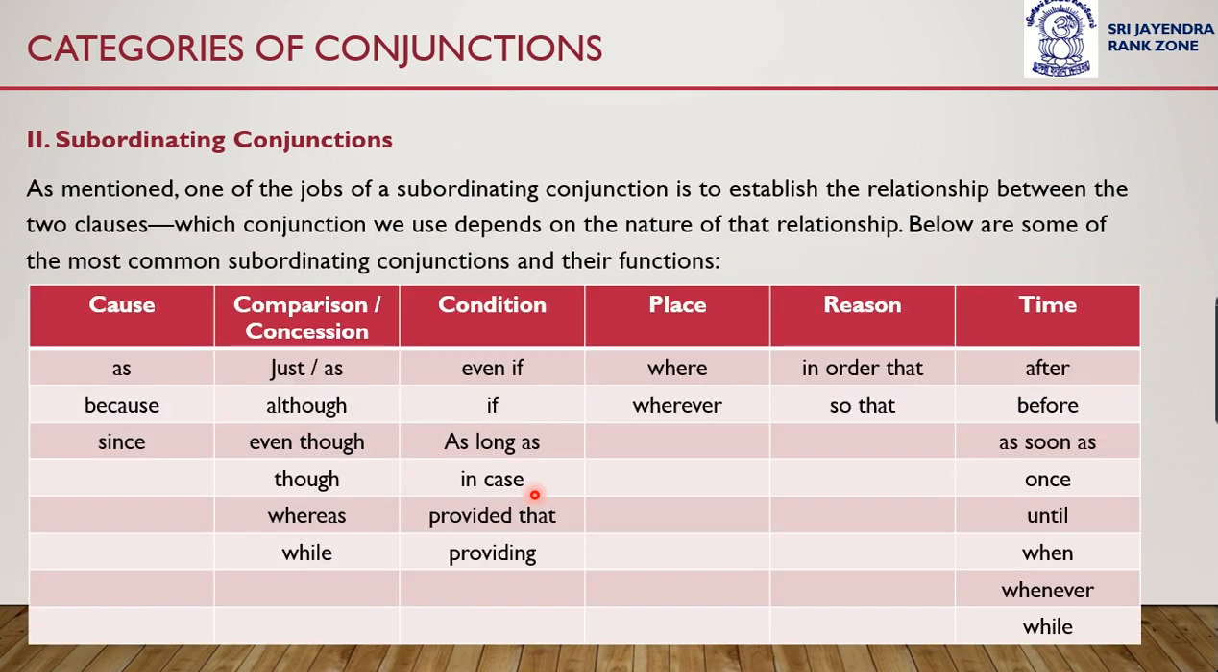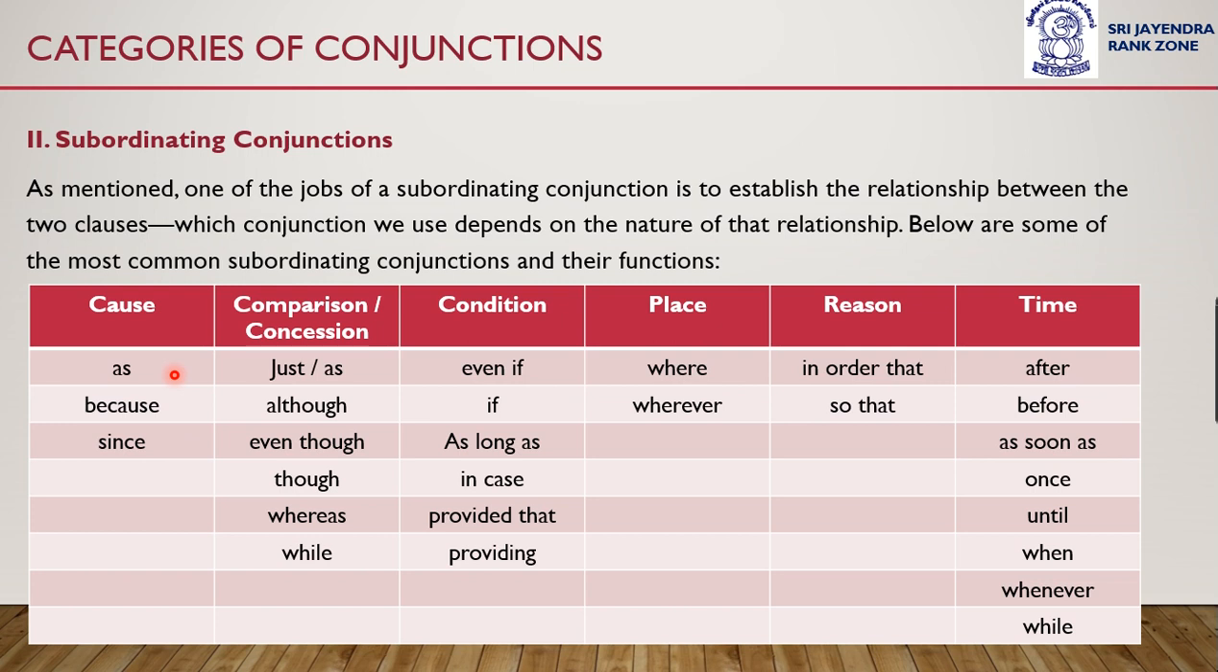As mentioned, one of the jobs of subordinating conjunctions is to establish the relationship between the two clauses. Which conjunction we use depends on the nature of the relationship. Below are some example subordinating conjunctions and their functions. The dependency of one clause on the other could be because of a cause, like a cause and effect relationship. So this relationship can be conveyed with conjunctions like as, because, and since.